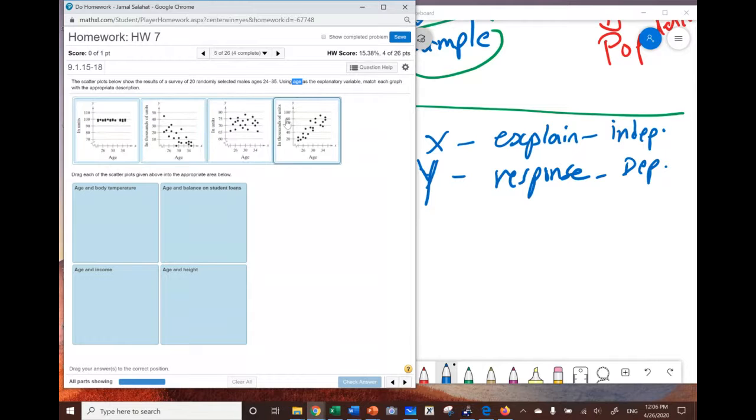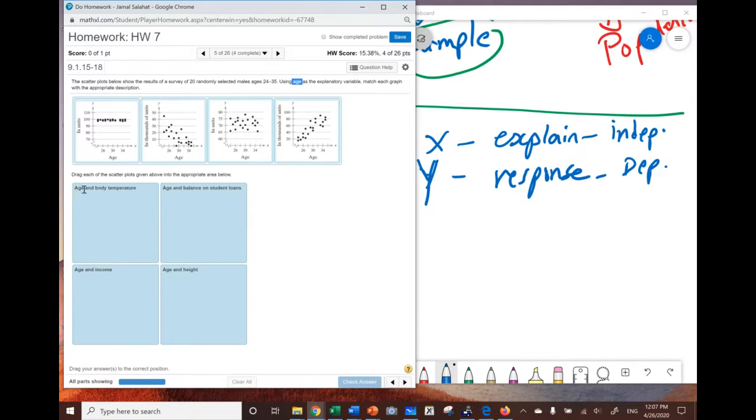Now we survey 20 randomly selected males, age 24 to 35, and we asked them four questions. The first question is about what? There is a unit in here, but it didn't tell me what. The second says thousands of units. The third says units. The fourth says thousands of units. Let's look in here because this will guide us.